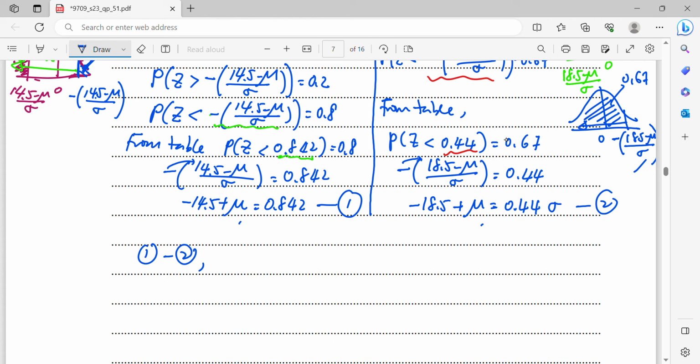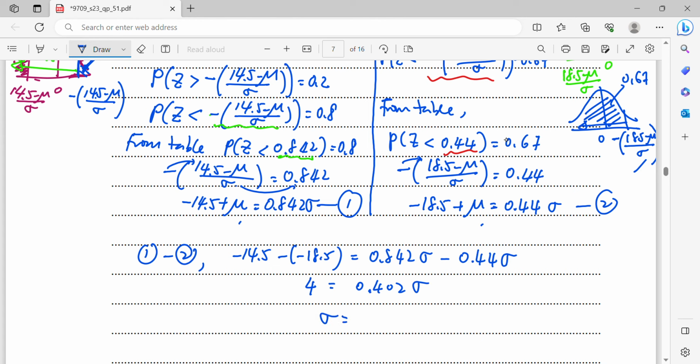So minus 14.5 minus 18.5, then the mu will be cancelled off. It will be 0.842 sigma. The sigma is missing because I moved the sigma to the right side. Then minus 0.842 sigma minus 0.44 sigma. Okay, so from here, the left hand side is 4. The right hand side is 0.402 sigma.